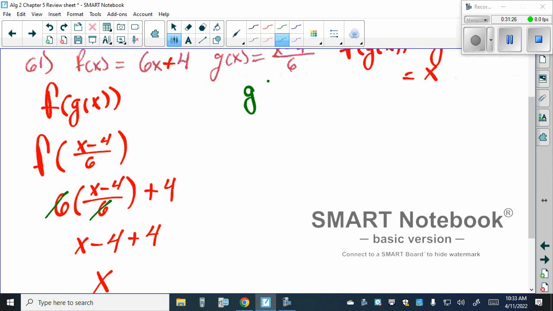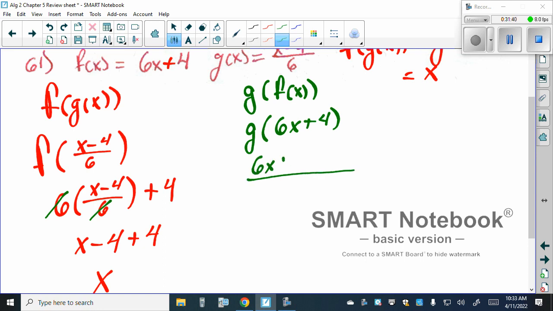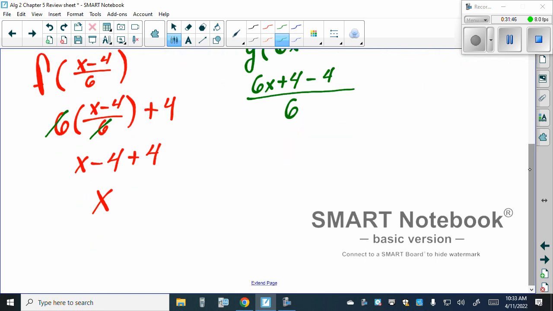Now the other one is going to be g of f of x. Now our f of x is our 6x plus 4. And if we plug this into g of x, it would be 6x plus 4 minus 4 over 6. Well, plus 4 minus 4 is 0, which would give us 6x over 6, which is x. Okay, we've shown that these two are inverses. And that's it.